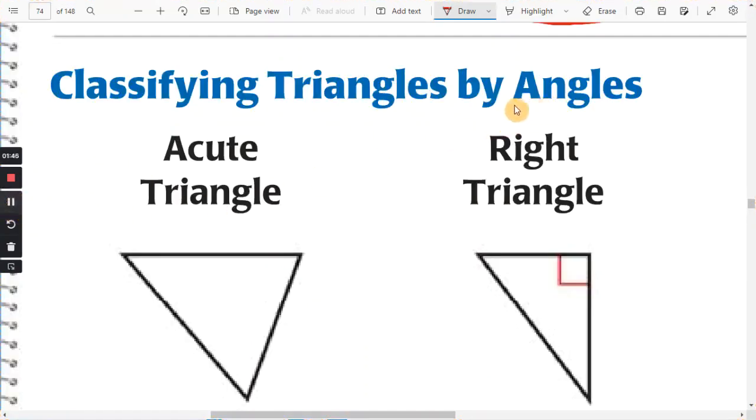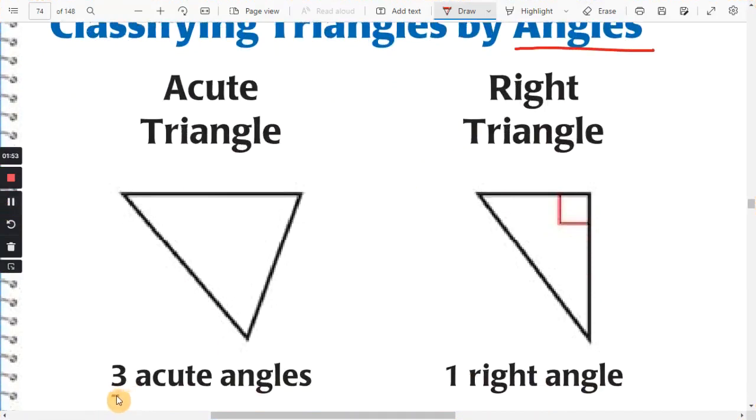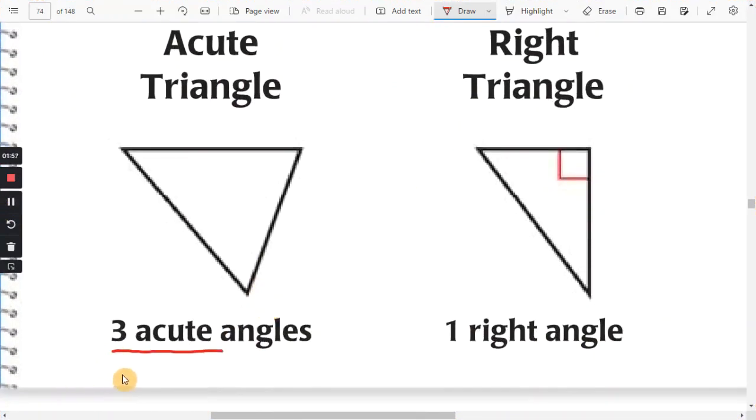Now we're going to classify the triangles by angles. So for an acute triangle, it's going to be 3 acute angles. Okay, if you remember acute angles, they run between 0 degrees and 90 degrees. Okay, it has to be in between those two. An angle cannot be 0, and 90 degrees is going to be a right angle. So an acute triangle has 3 acute angles.